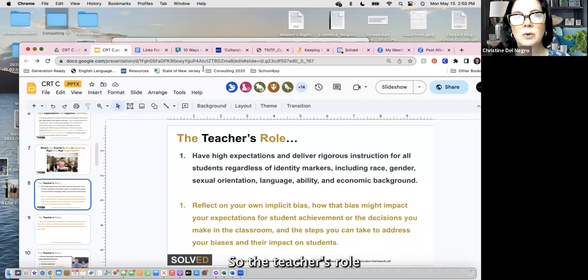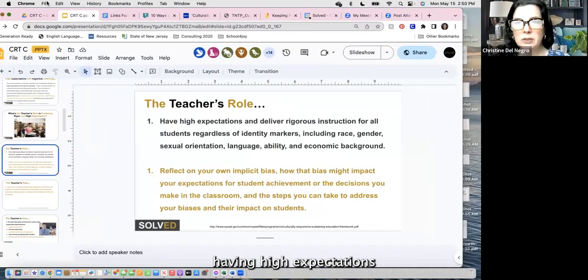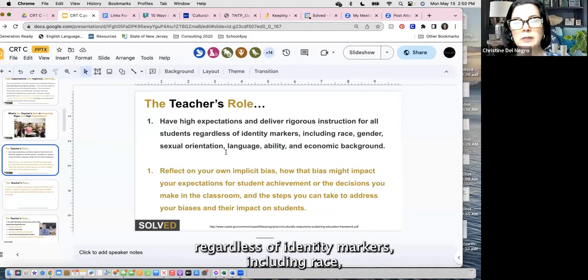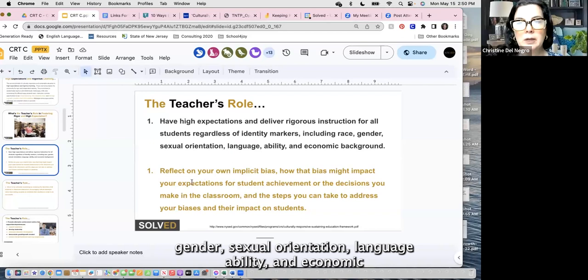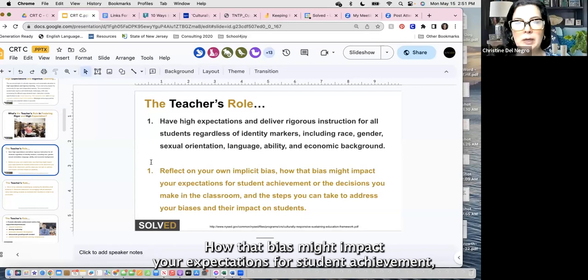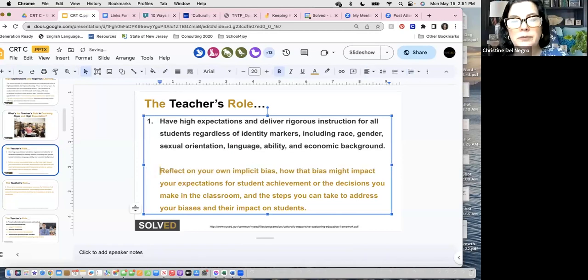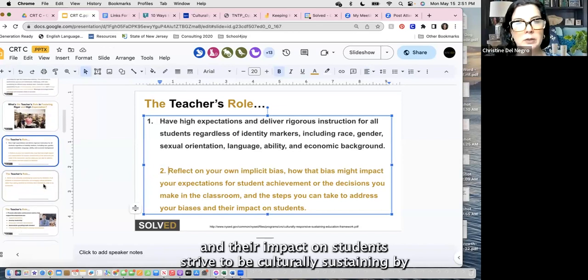So the teacher's role in rigorous instruction: having high expectations and delivering rigorous instruction for all students regardless of identity markers, including race, gender, sexual orientation, language, ability, and economic background. Reflect on your own implicit bias, how that bias might impact your expectations for student achievement or the decisions that you make in the classroom, and the steps you can take to address your biases and their impact on students.